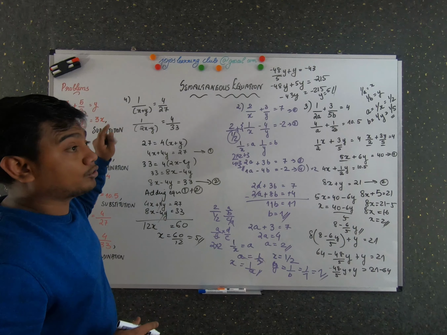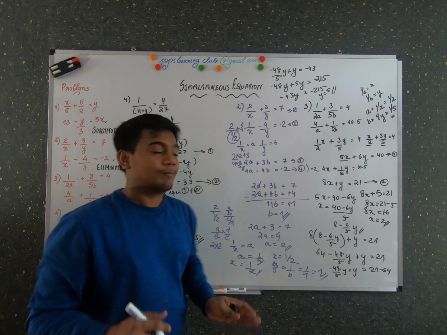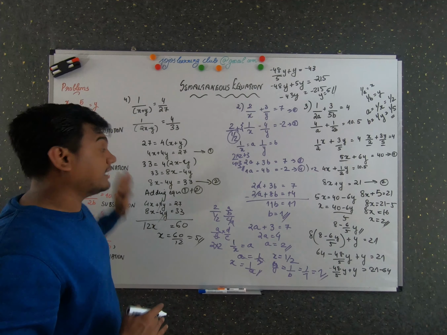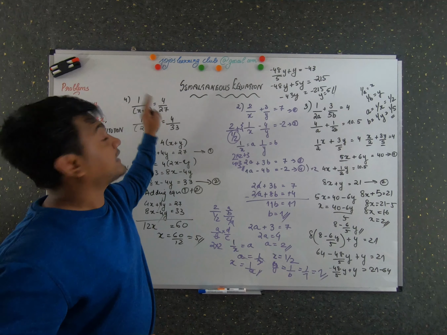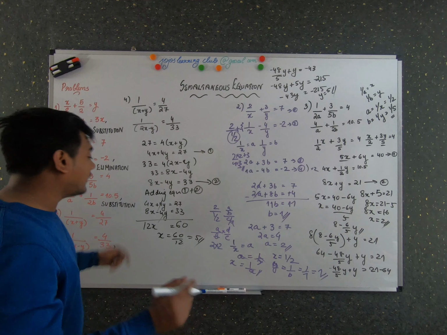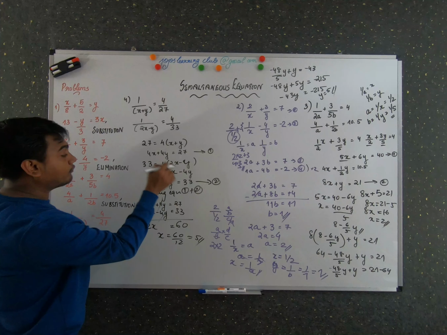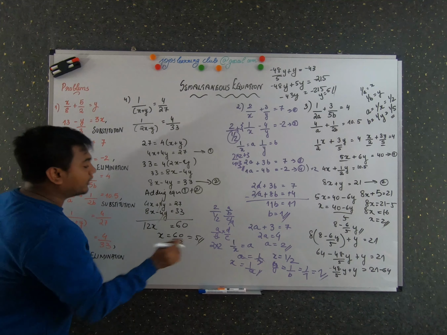Otherwise, if you try to solve it by treating 1 by x and 1 by y separately, it will take a longer time. So I hope this is the easiest method. Either you can do cross multiplication as I did, or you can take the LCM of both and multiply on both sides of the equation. You will get the same equation itself. Now we got the value of x. Now substitute the value of x as 5 in any of these equations and find the value of y.